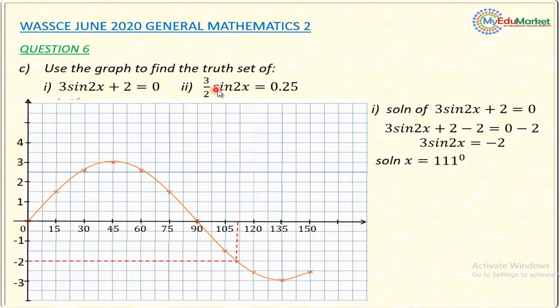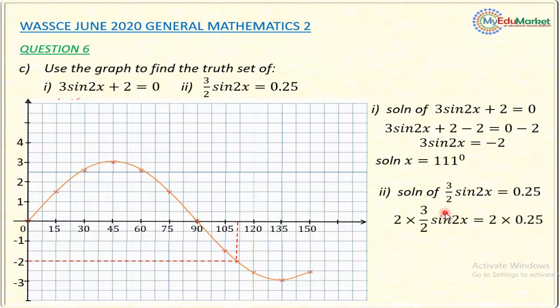So we continue to Roman 2. We are asked also to find the solution of 3 over 2 sine 2x equals 0.25. So if I copy that equation, I also need to modify it so that the left hand side exactly resembles the graph that we have drawn. The graph we have drawn is nothing but 3 sine 2x. So let me clear this fraction. Clearing this fraction, I will multiply both sides by 2. So 2 times this, 2 times this.